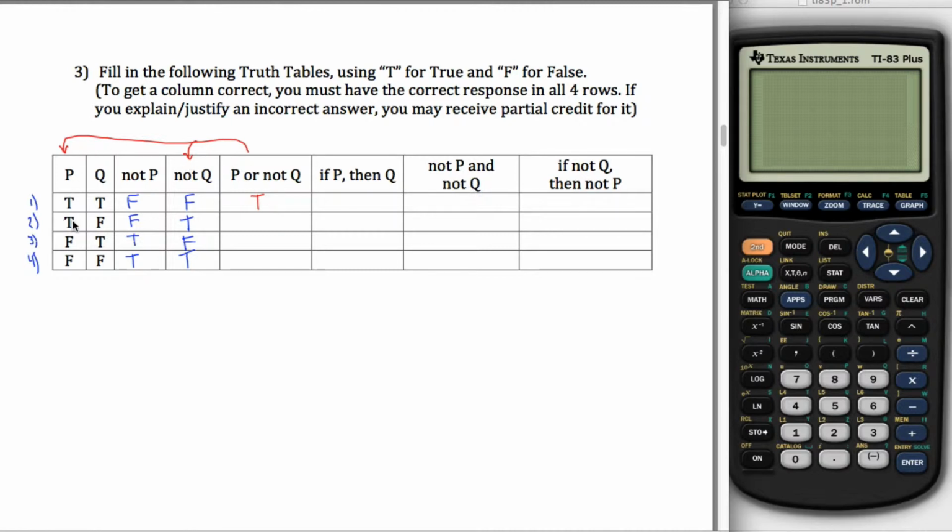For this second one, I look over here and I got a T in this column, so I'm good. I can put a T right here. I don't even have to look over here. I had another T, but that doesn't matter. I only needed a T in one or the other. So once I got my T here, I was good. I wrote a T here.